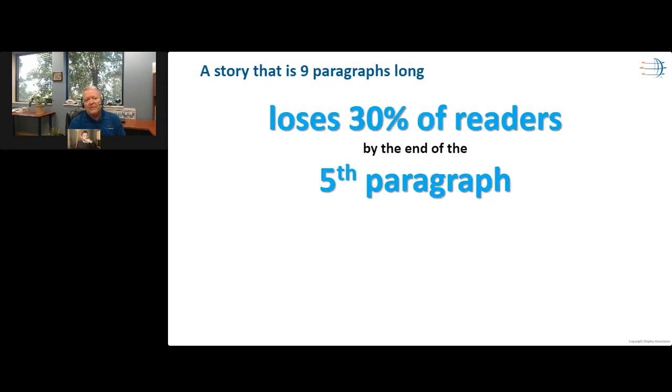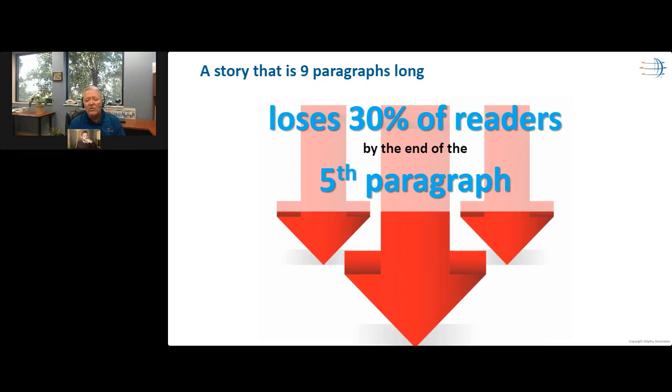A story that is 9 paragraphs long loses 30% of readership by the end of the 5th paragraph. Think of how you like to read. How do you read now? Some of you might be on evaluation boards, being asked to review and score and evaluate proposals. If these paragraphs go on and on, or our section goes longer than 9 paragraphs, we start losing readership. So we need to be really careful.